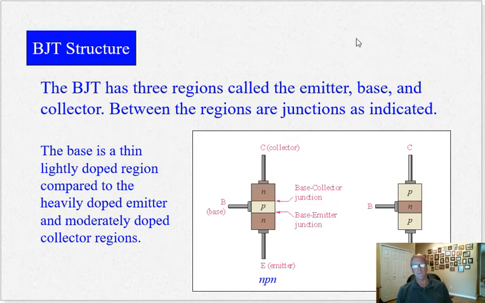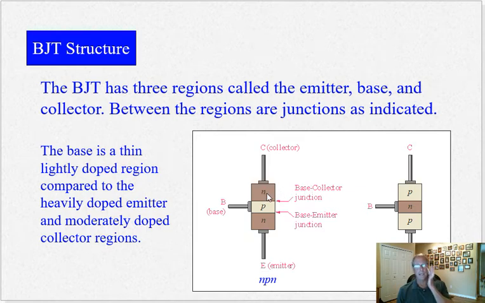As I said, it's a three-terminal device, and the three terminals are called the collector, the base, and the emitter. There are two main types of bipolar junction transistors: one is called NPN, the other is called PNP. They refer to the arrangement of the junctions. It's like a sandwich.